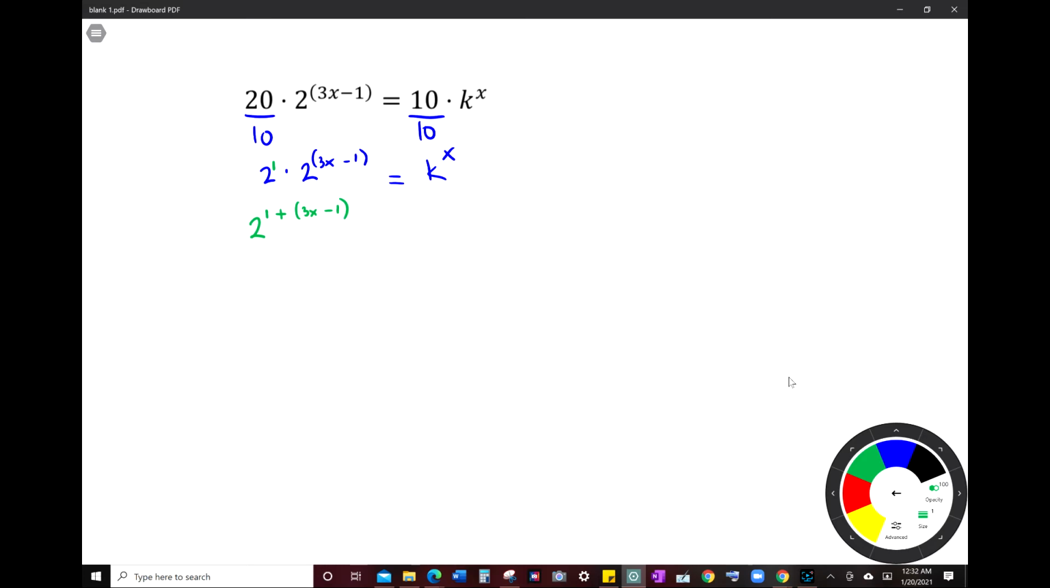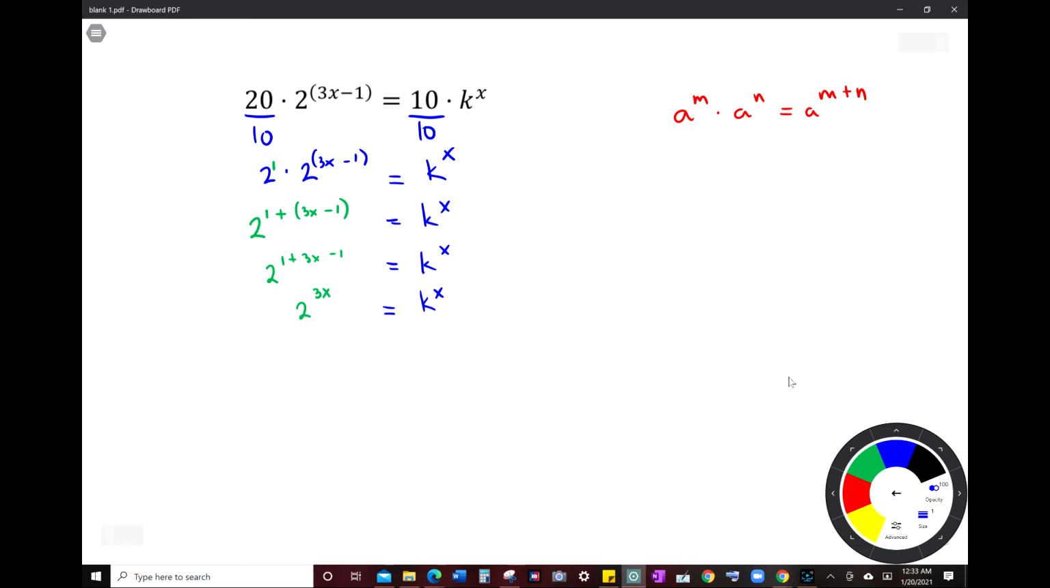And for those of you who need to write out the general rule for this, I also provide it here on the side. So we have a raised to the m times a raised to the n equals a raised to m plus n. Alright, so now on the left side I can have 2 raised to 1 plus 3x minus 1, and it gives me 2 raised to 3x only. And on the right side I will rewrite everything the same, since I didn't change anything on the right side.